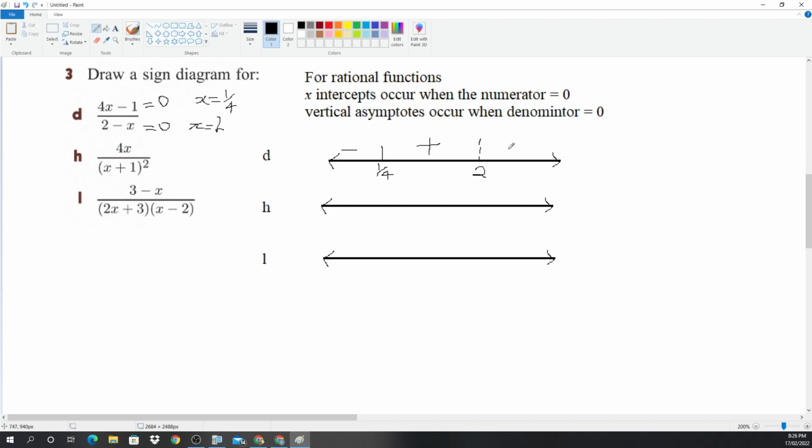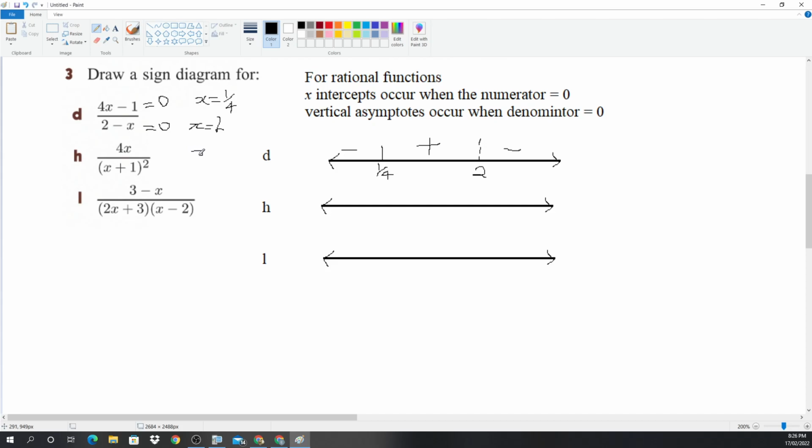Okay, last point, put the value of 3 for this part. 12 take 1 is 11. 2 take 1 is negative 1. So positive divided by negative is negative. There's your signs. Let's do the next one.